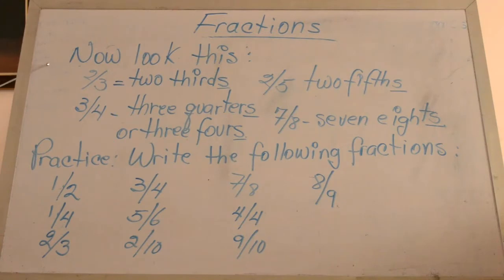Now, look at these examples. 2/3, 3/4, or three quarters. In this example, it's most common to use three quarters, even when you can say three fourths. 2/5, 7/8. Pay attention to the first one. The first number is used as a natural number, and the denominator is used in ordinal way and pluralized.